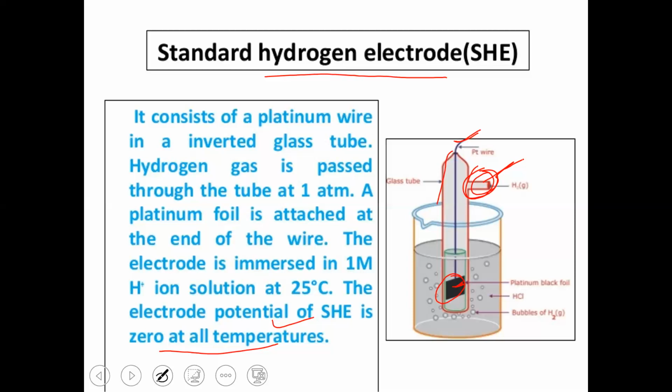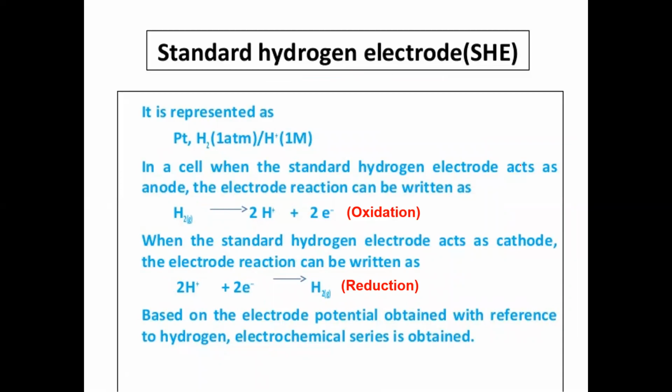We know that the standard hydrogen electrode will act as an anode as well as a cathode, depending upon the other single electrode. Then how do we represent the standard hydrogen electrode? Normally we represent it as: platinum, hydrogen at 1 atmosphere, then H plus protons at 1 M concentration. It can be an acid.